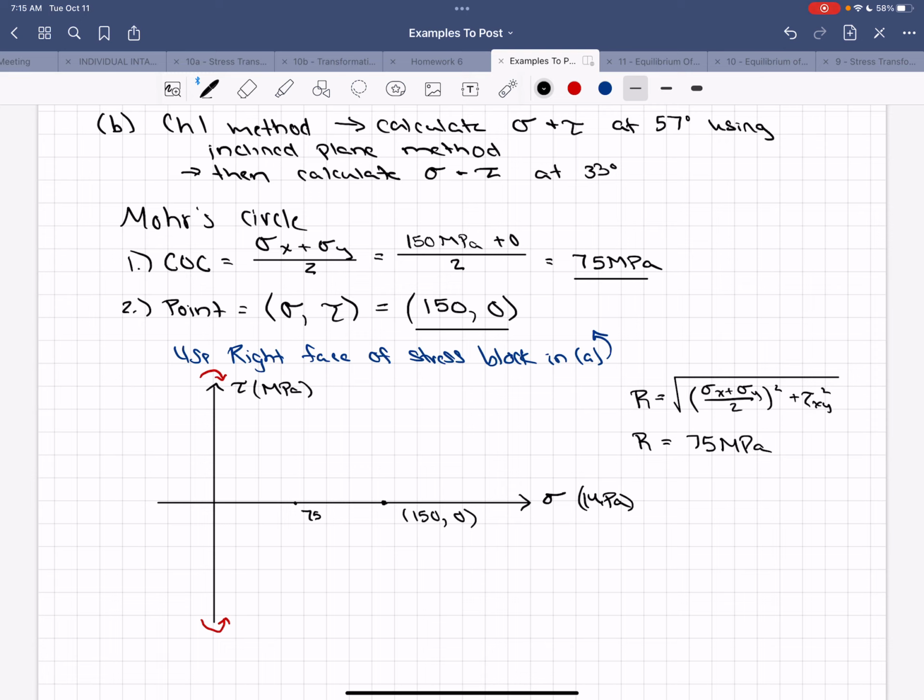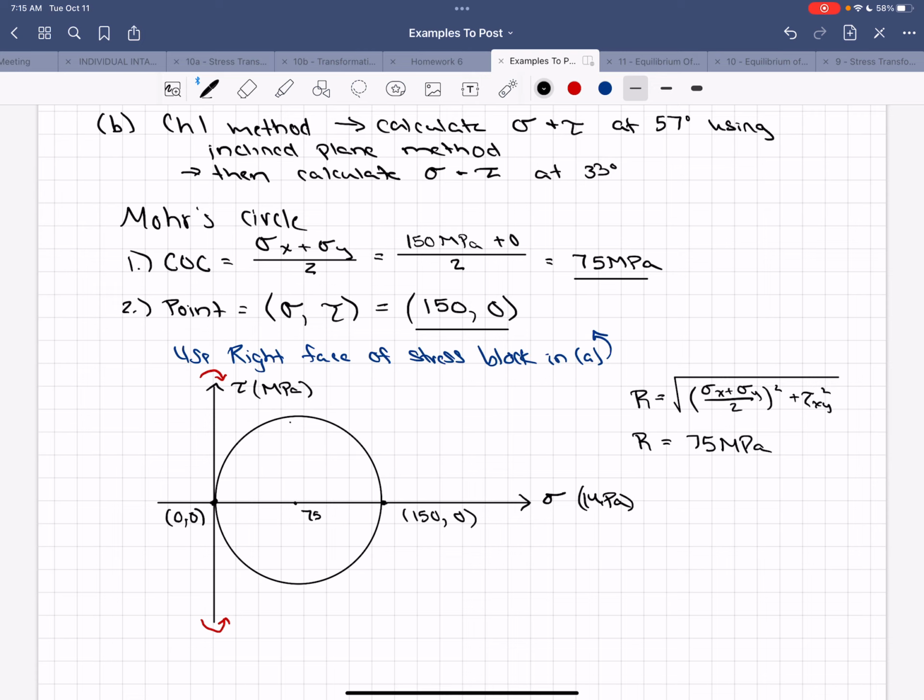Okay, so then we can draw our circle. That worked out pretty well. So we have our circle. We know 2 points on it: 0, 0, and 150, 0.